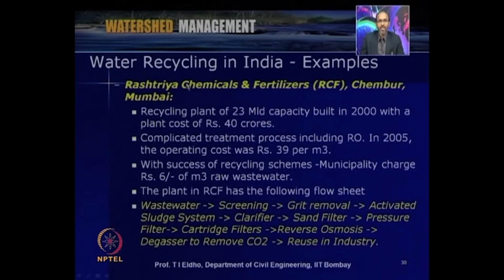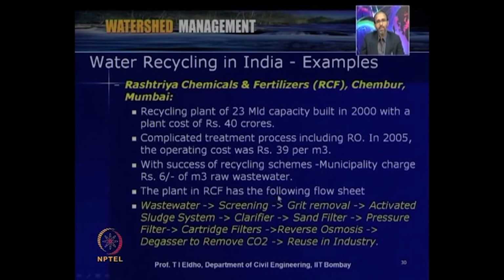Another example is Rashtriya Chemical Fertilizers, RCF, Chembur, Mumbai. This plant was installed in 2000 for recycling about 23 million liters per day, and the investment was about 400 million rupees. A complicated treatment process including reverse osmosis is installed in the RCF plant. In 2005, the operating cost was about 39 rupees per cubic meter. With the success of the recycling scheme, the municipality also started to charge for this wastewater. So the RCF took its wastewater from the municipal supply.